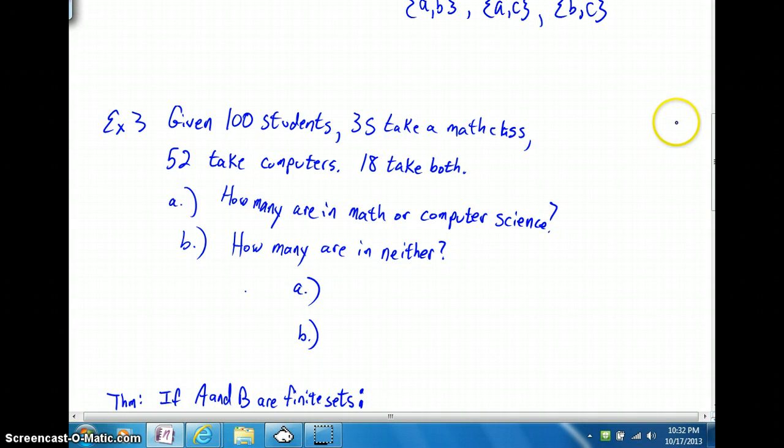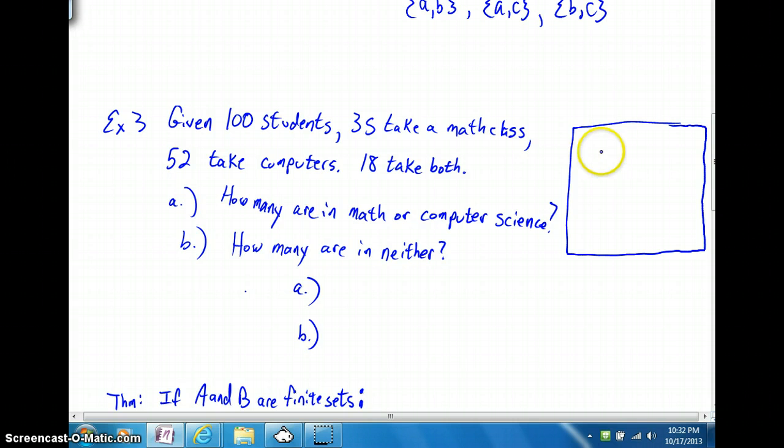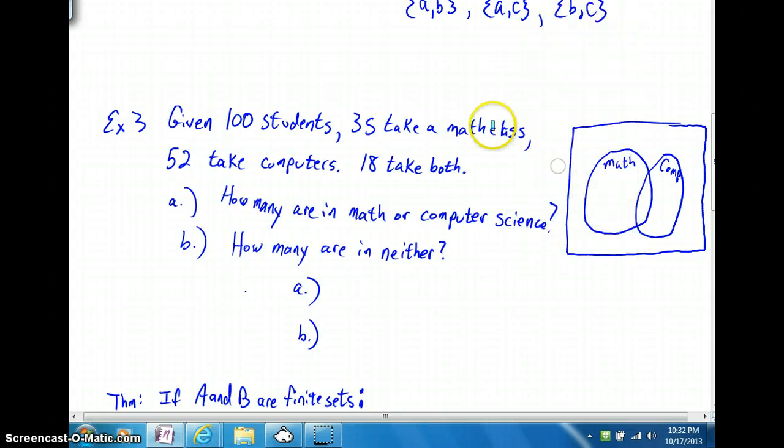Well, let's draw ourselves a little Venn diagram. Venn diagrams are wonderful. They're used not just in math, they're used all over the place, really. But we could have this circle right here indicating those who take math. We could have this circle over here for computers. We'll just say COMP. So it says you've got 100 students. 35 take a math class, 52 take computers, but my goodness, would you look at this, 18 take both.